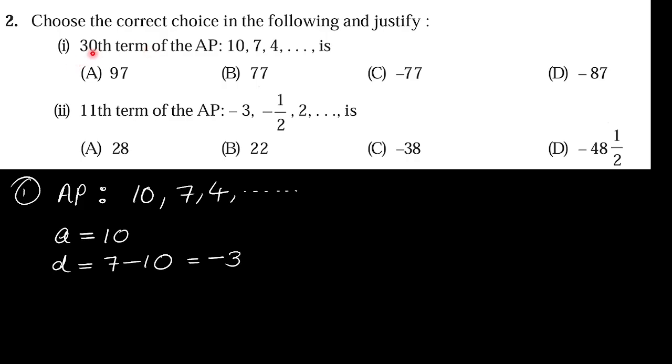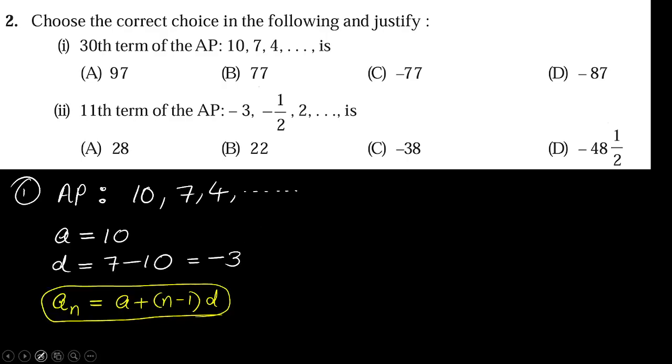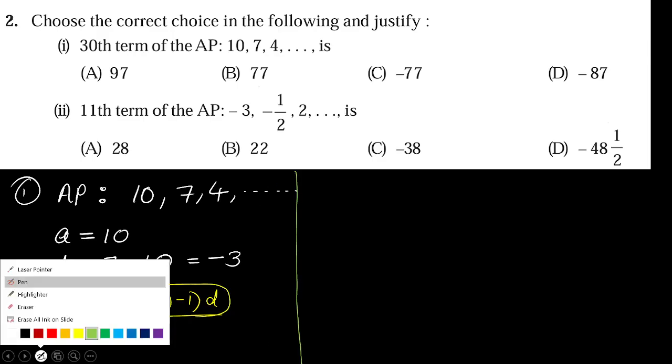Our question is the 30th term. So we need not write till the 30th term. We can use the formula. Which formula did you study? Nth term equal to a plus n minus 1 into d. Don't forget it. Nth term is equal to a plus n minus 1 into d. I am going to use this formula.